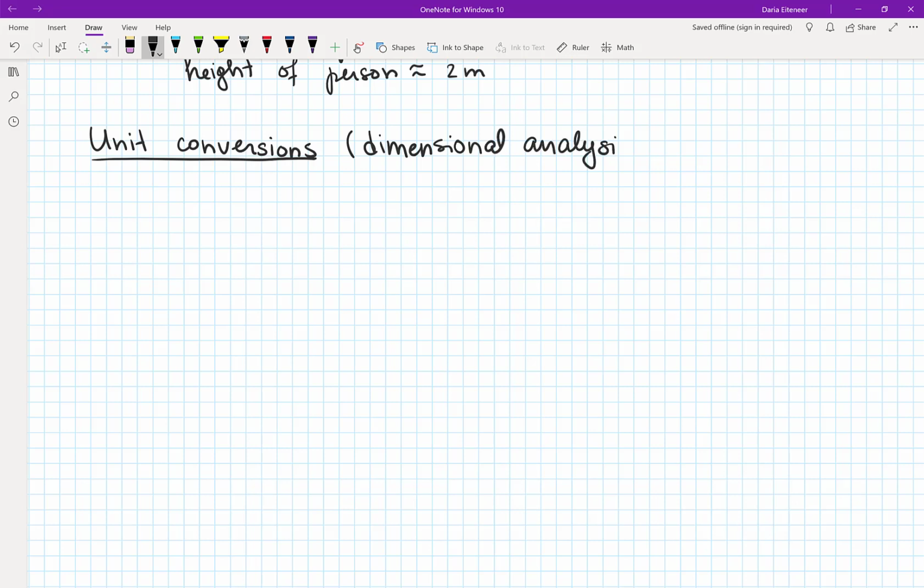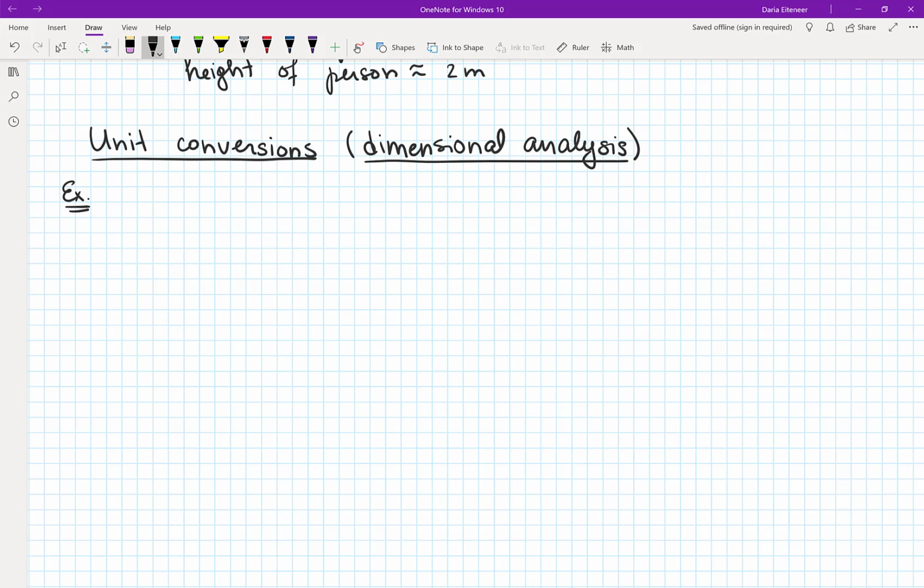If you have taken chemistry, I'm sure you've seen dimensional analysis before. So I recommend using this. If you have another way of making unit conversions, stick with what you know. I'm just going to do one quick example here to show you how dimensional analysis works.